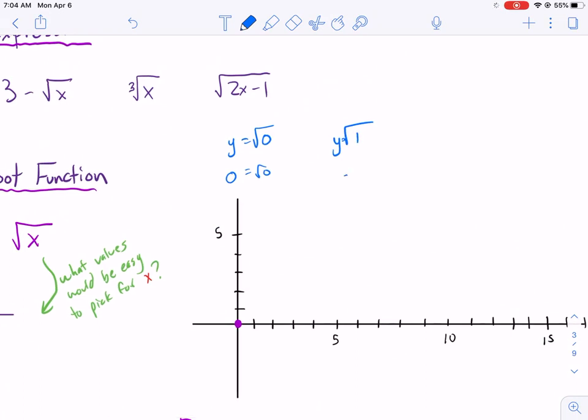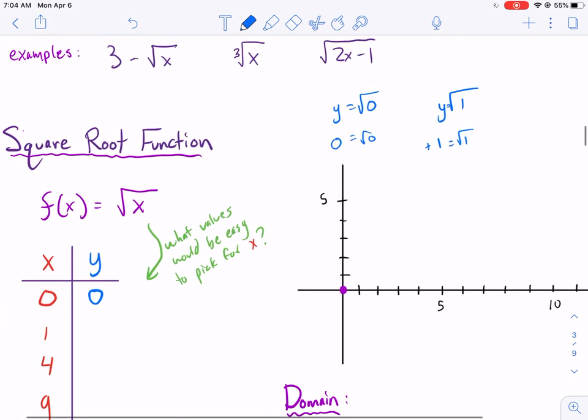Now I know what you're thinking. The square root of 1 is either plus or minus 1. Negative 1 times negative 1 is positive 1. 1 times 1 equals 1. But in this case, we are only going to choose the positive one. Why is that? Well, number one, we're talking about a function. So if we choose negative 1 and positive 1, it won't pass the vertical line test.